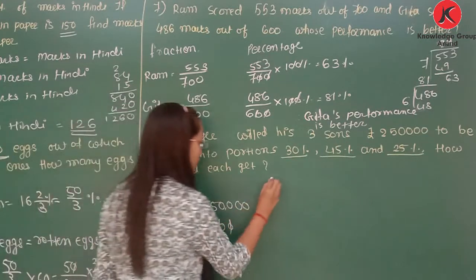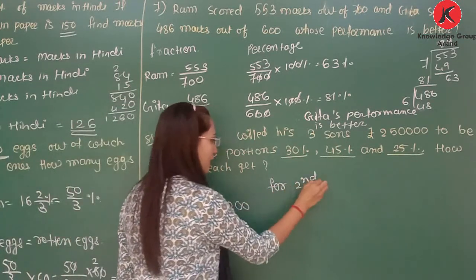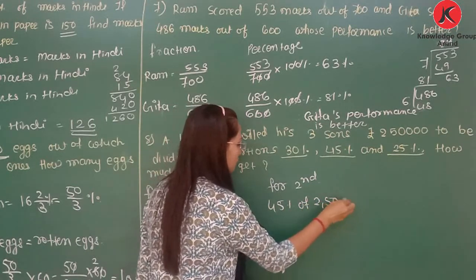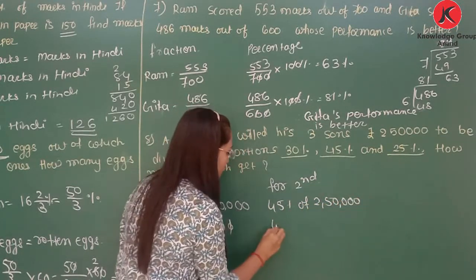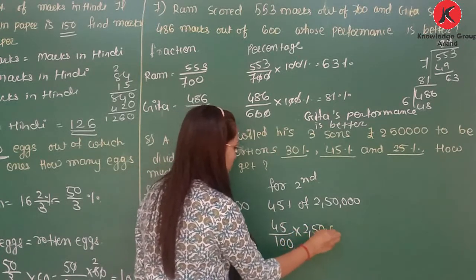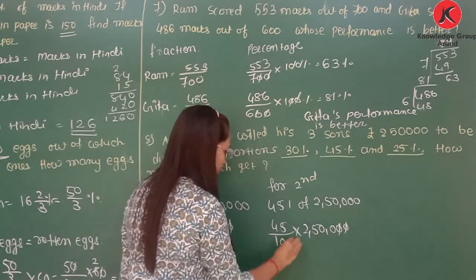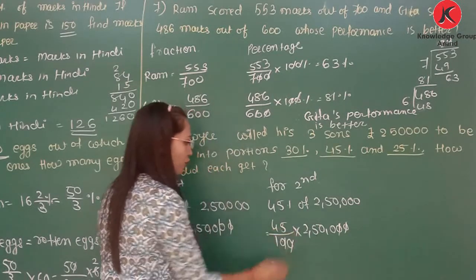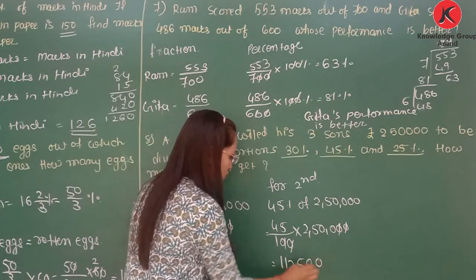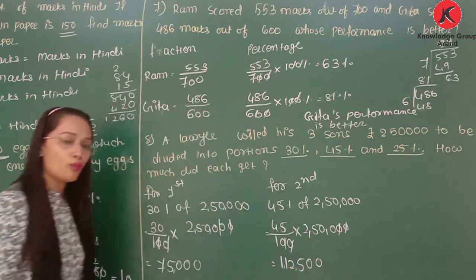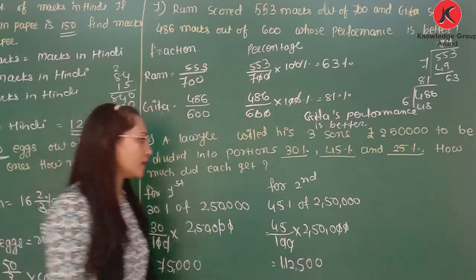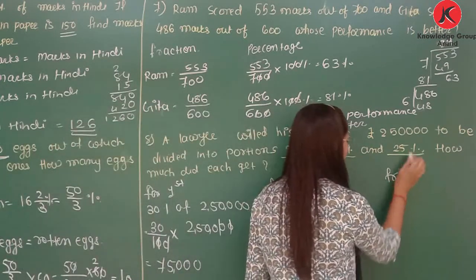Now for the second one, he got 45% of 2,50,000. So we can find 45 divided by 100 multiplied by 2,50,000. Now multiply 45 with 25, you will get 1125. So the second son will get 1,12,500.